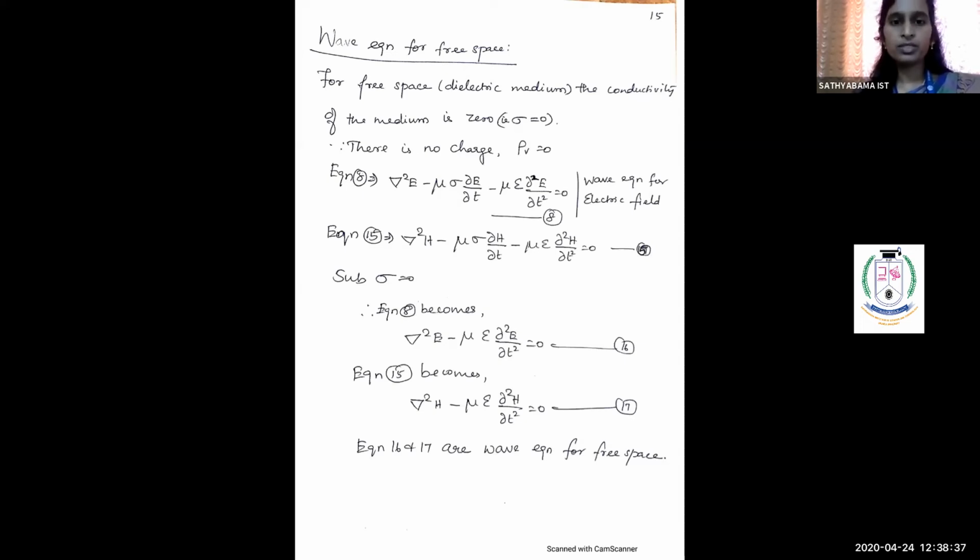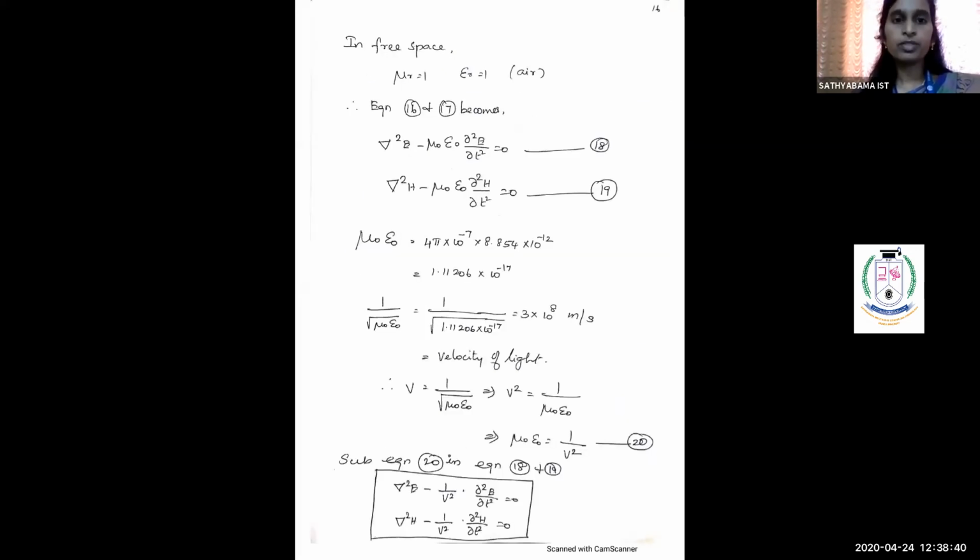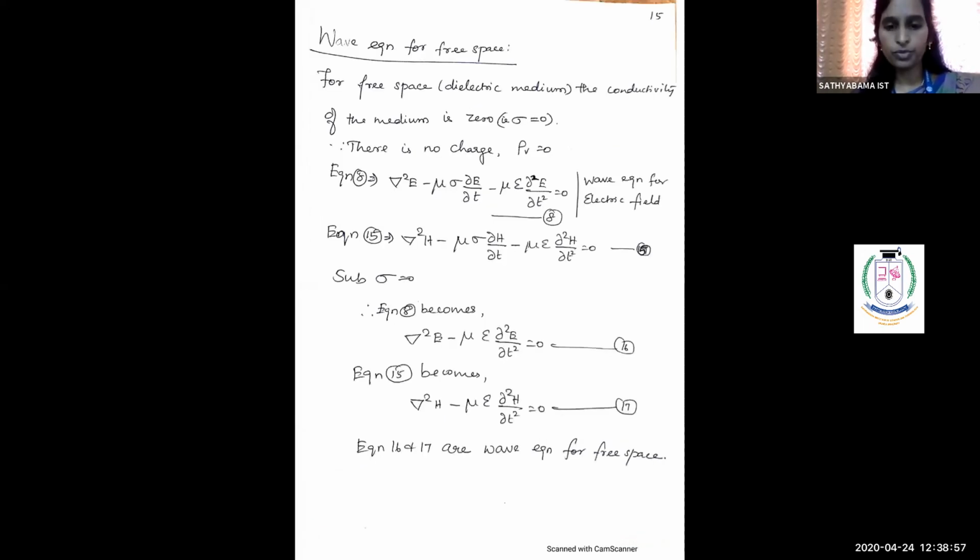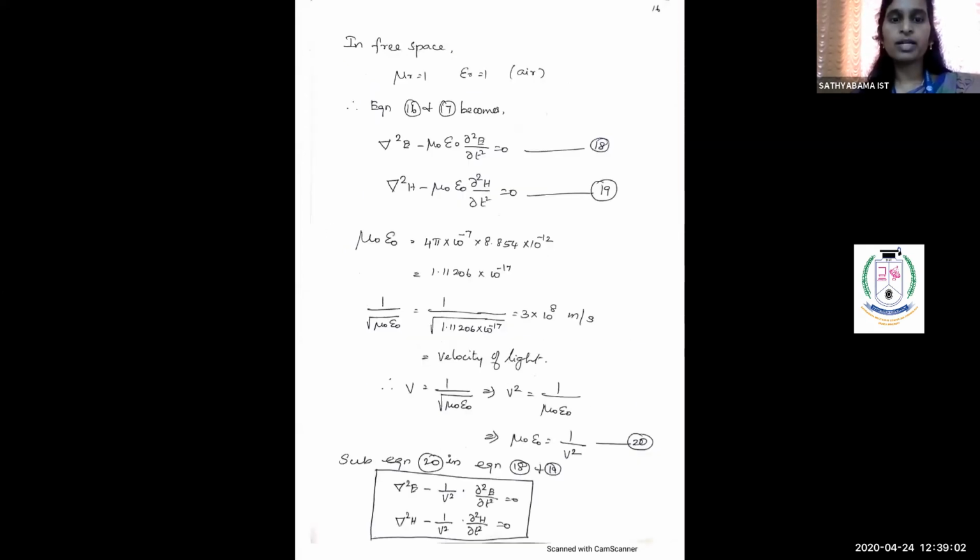Now we are coming to the third topic. Before the third topic, in free space itself we have mu r is equal to 1 and epsilon r is equal to 1. So in the place of mu we are going to substitute mu naught into mu r, and similarly for epsilon. So our 16th and 17th equation becomes del square E minus mu naught epsilon naught, that into mu r epsilon r, which becomes 1, into dou square E by dou t square is equal to 0. This is our 18th equation.